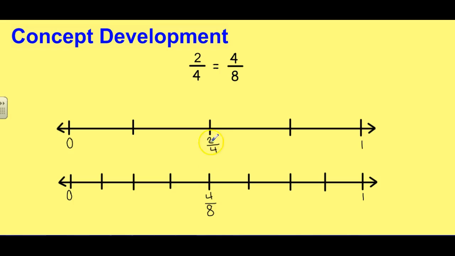So whenever you're looking directly above or below these fractions, you can see that they're at the same spot on their number lines. So that tells me that those two fractions are equivalent to one another.